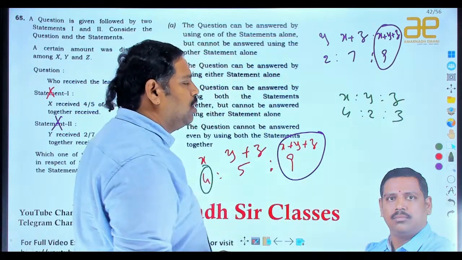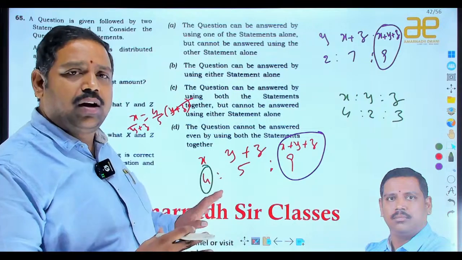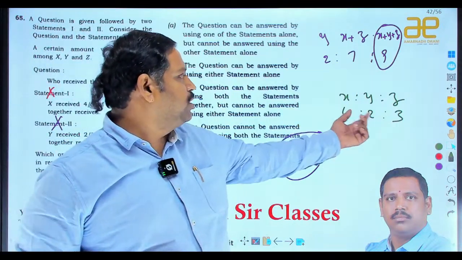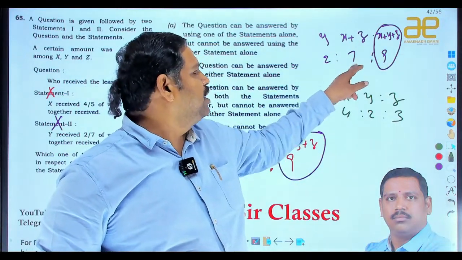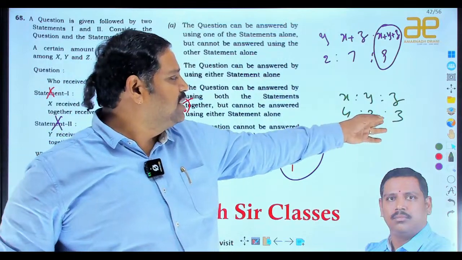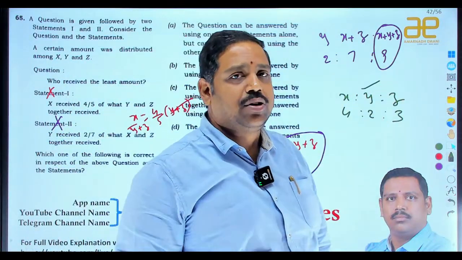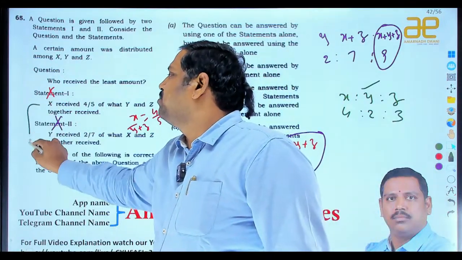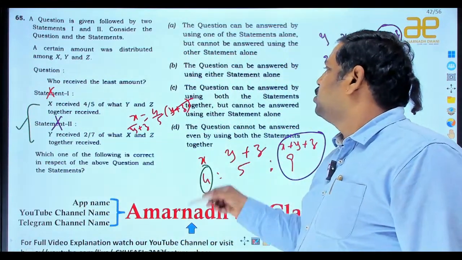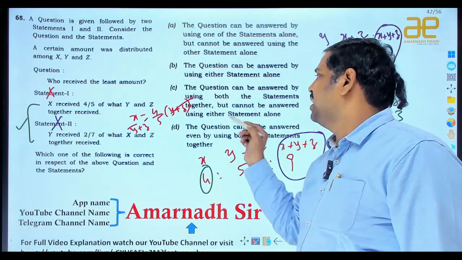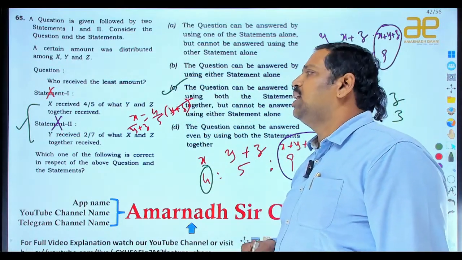Right or wrong? Now verify whether it is satisfying all the conditions or not. 4 is to 5, yes, satisfied. 2 is to 7, satisfied. Now tell me who is receiving least? Y is receiving least. You got the answer when you took both together. So both together are mandated to answer the given question. So the question can be answered by using both the statements together, but cannot be answered using either statement alone. So the answer is C.